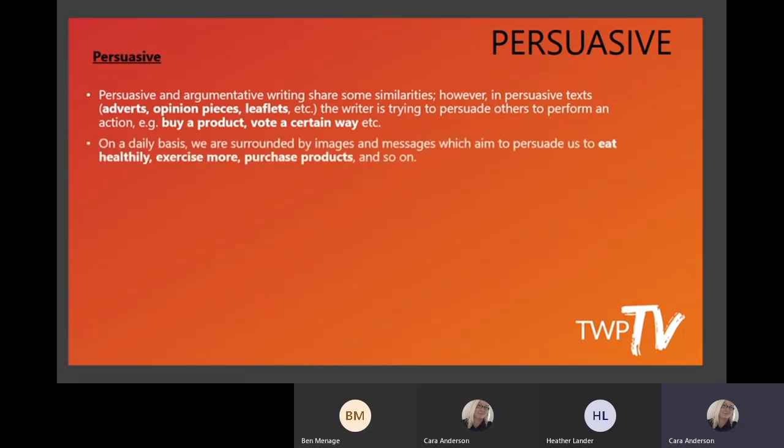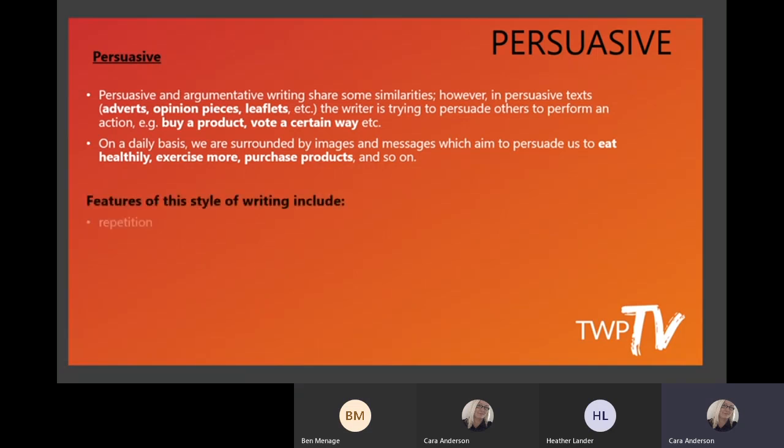On a daily basis, we're surrounded by lots of images and messages that seem to persuade us to go and eat healthily, exercise more, purchase products, etc. All day, every day. You'll hear them on the radio, you'll see them on the TV, you'll see them on websites. Pretty much any app that you download nowadays has got adverts on it, trying to persuade you to go and download their app or go and eat their food.